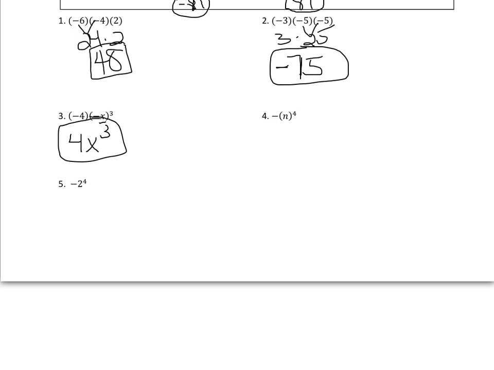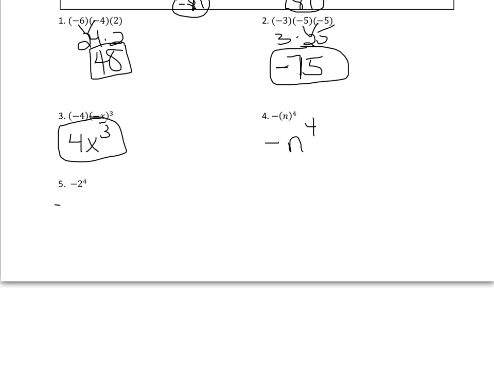Here, in example number 4, if you notice, you have n to the fourth power, but the negative sign is outside the parentheses. So if you actually plugged in a number for n, you would do that n to the fourth power first, and then take the opposite of it. So we got to leave that opposite sign there, and it's going to be n to the fourth power. Now, example 5, remember there's no parentheses around that negative sign, so really we got to look at that as the opposite of 2 to the fourth power.